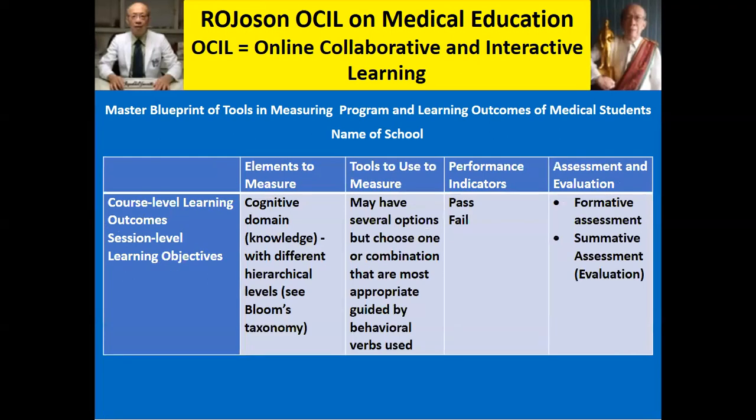Now for the course level learning outcomes and session level learning objectives, we just have to categorize them into cognitive domain, then affective domain and psychomotor domain. And then the general policy here will be on the tools to use to measure. So we may have several options, but we choose one or a combination that are most appropriate, guided by the behavioral verbs used. Performance indicators will be pass or fail for the three domains, and the assessment either formative or summative.